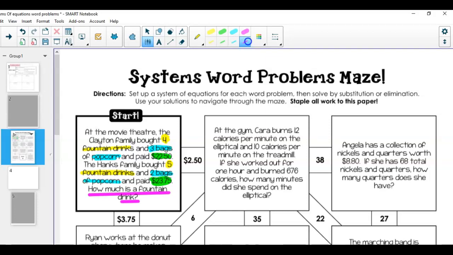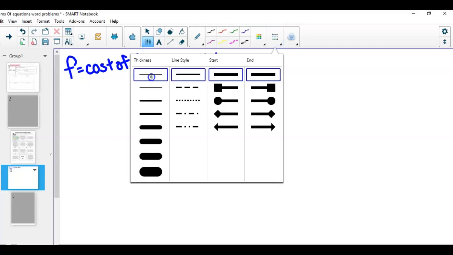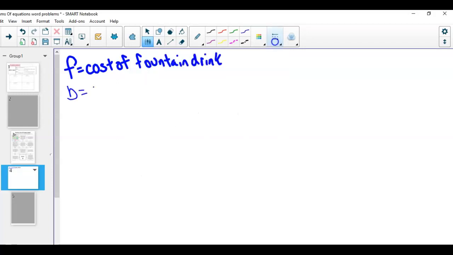Right? So with all of the information we were given, we need an equation for the Clayton family and an equation for the Hanks family, and we need variables. So first, the things we don't know, because they told us how many of each they bought, but they didn't tell us how much a fountain drink costs or how much a bag of popcorn costs. So I'm going to say that F is the cost of the fountain drink. And B is the cost of the bag of popcorn. Okay, so now that we have those two things, you will always need 2 variables here. Then we can write our equation.